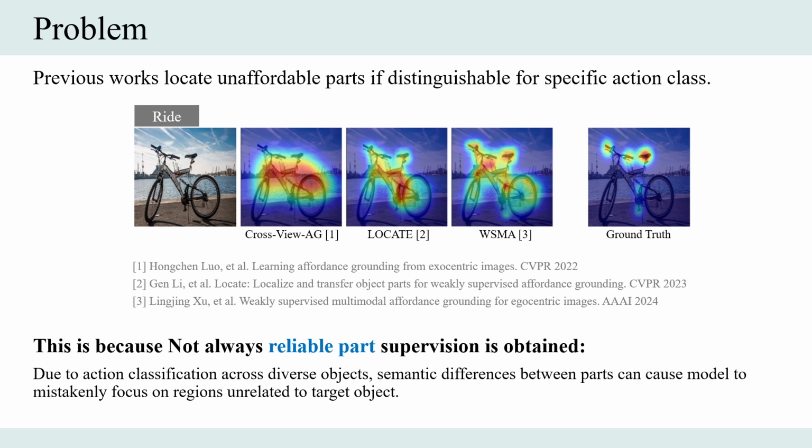For the problem definition, we found that previous works often locate unaffordable parts if they are distinguishable for specific classes, since they primarily rely on classification. For instance, in this example, since the object bicycle itself is distinguishable for the class ride, our baselines often localize the bicycle as a whole, not the parts to be interacted with. And we also note that sometimes wrong parts of an object or even the background semantics are localized to distinguish certain classes.